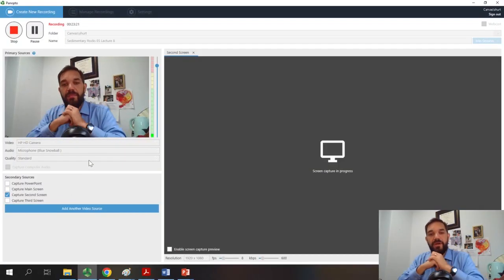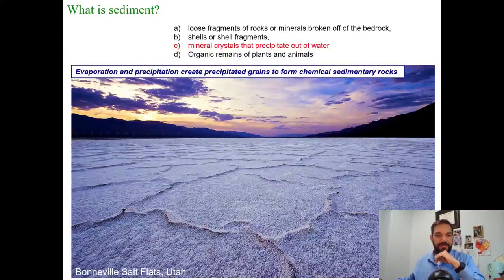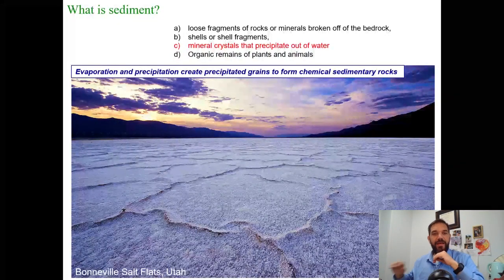The minerals have settled out and settled on the bottom, and when they settle on the bottom, they make a sedimentary rock, and that is another source of minerals for sedimentary rocks. We call those precipitates. When minerals precipitate out of a fluid, we call that a chemical sedimentary rock.